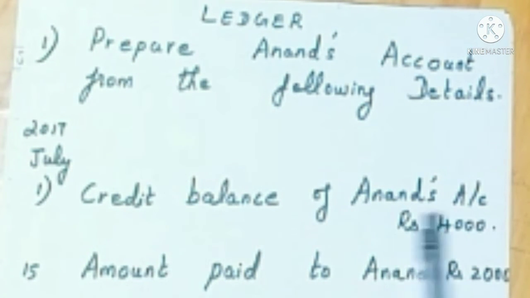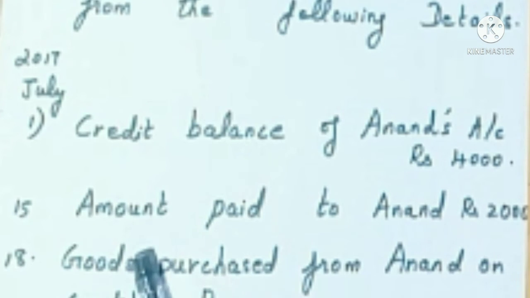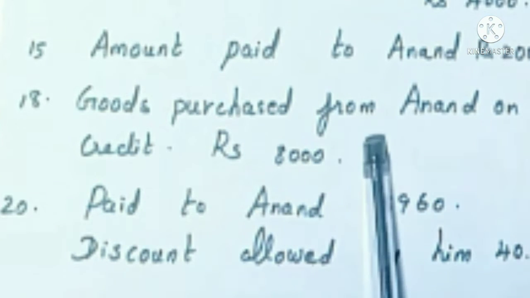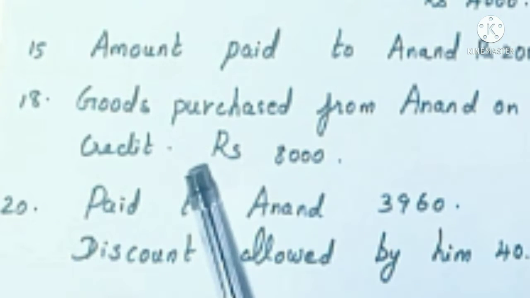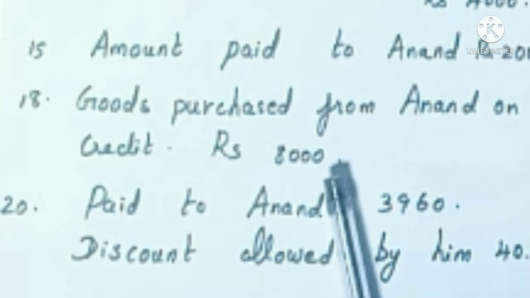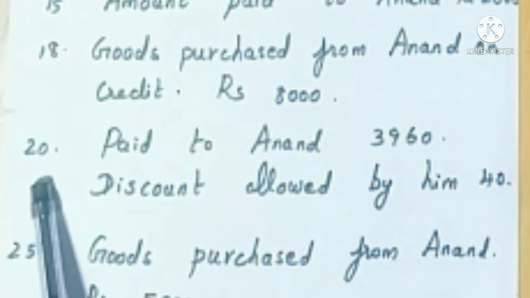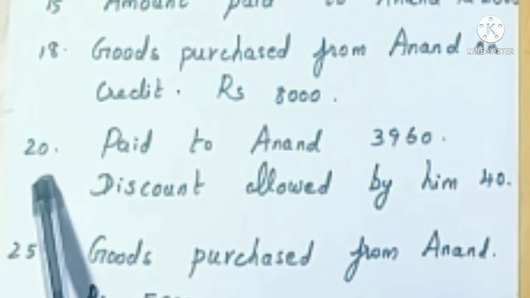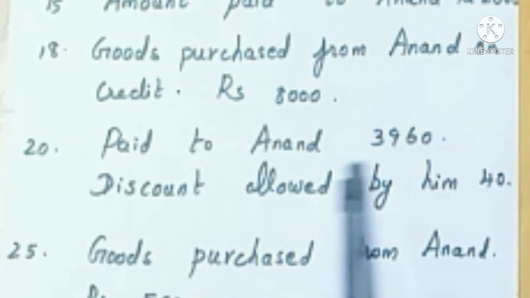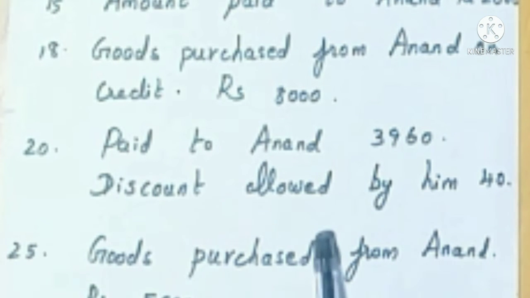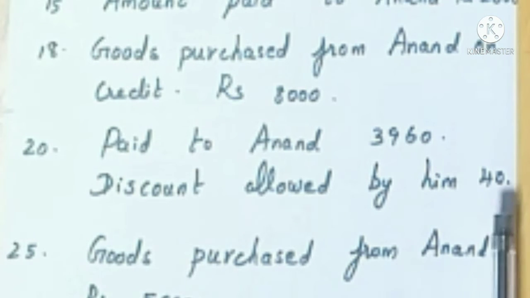Credit balance of Anand's account rupees 4,000. Amount paid to Anand rupees 2,000. Goods purchased from Anand on credit rupees 8,000. Date of the transaction 20th July 2017. Paid to Anand rupees 3,960. Discount allowed by him rupees 40.